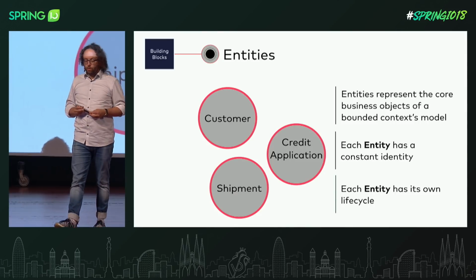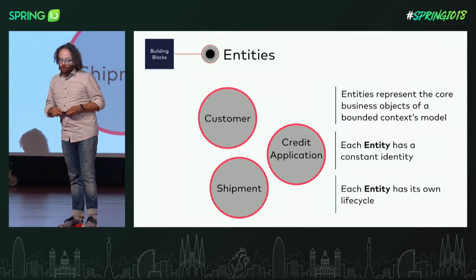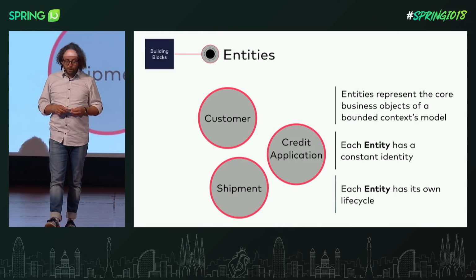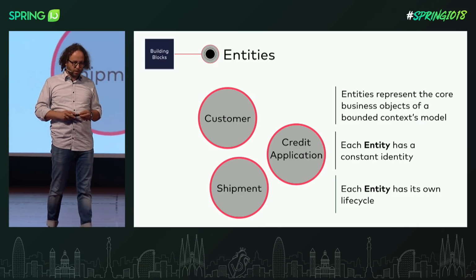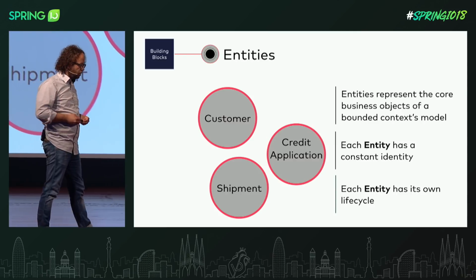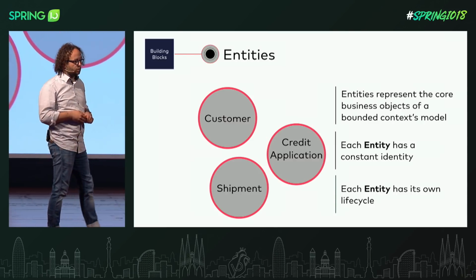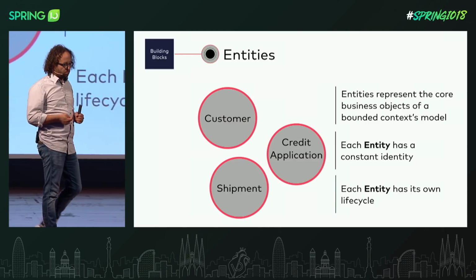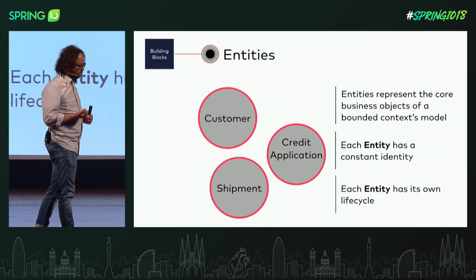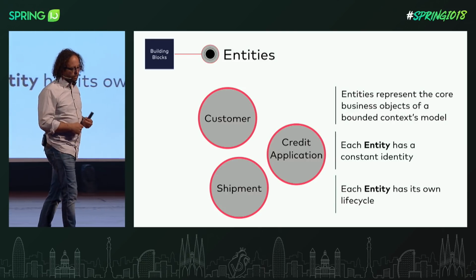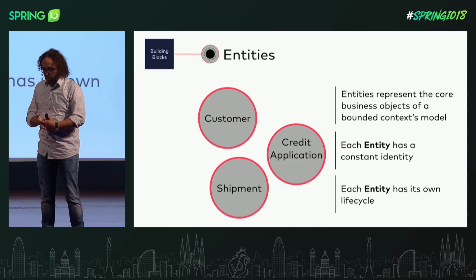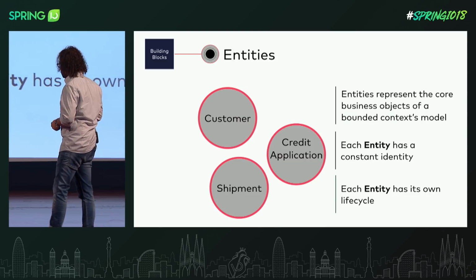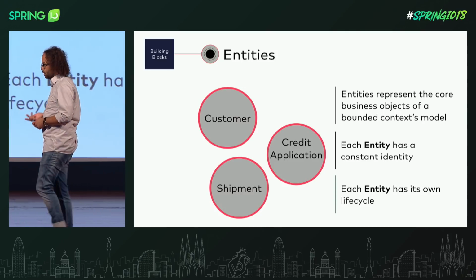Now, let's start with the entities. The entities are your core business objects. So please think about business and not data objects here. They are of a domain. They have a constant identifier, which isn't necessarily, or hopefully, your database primary key. You want to think about business keys in this case. And they have their own life cycle as well.